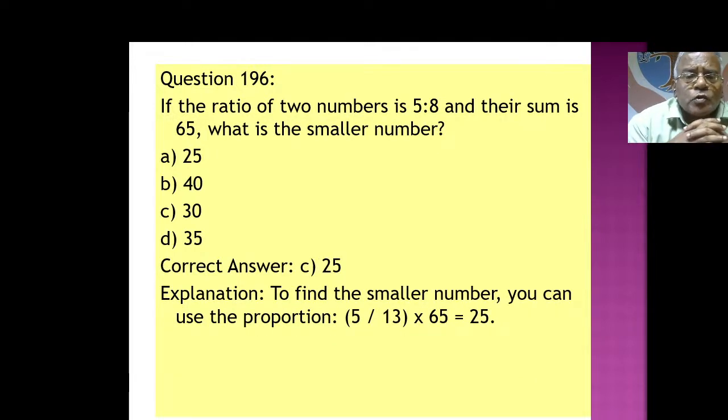If the ratio of two numbers is 5:8 and the sum is 65, what is the smaller number? To find the smaller number, you can use the proportion. Okay.